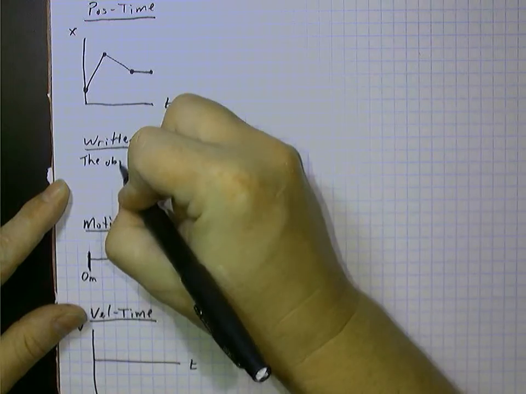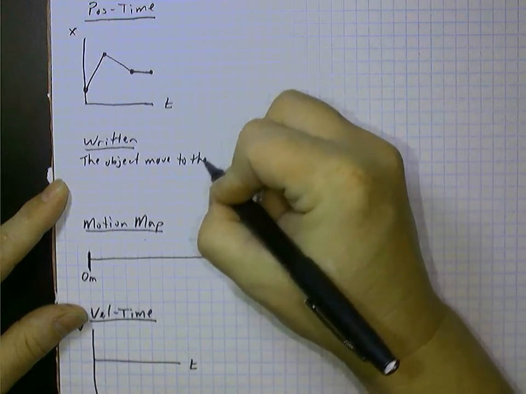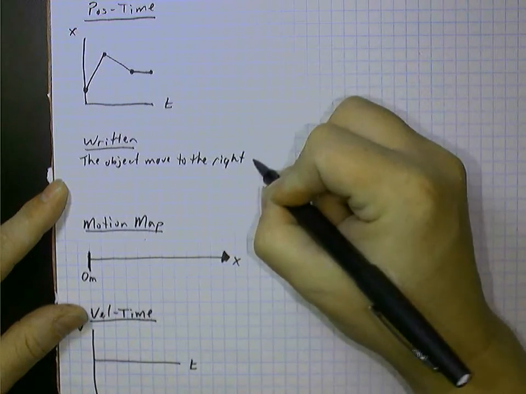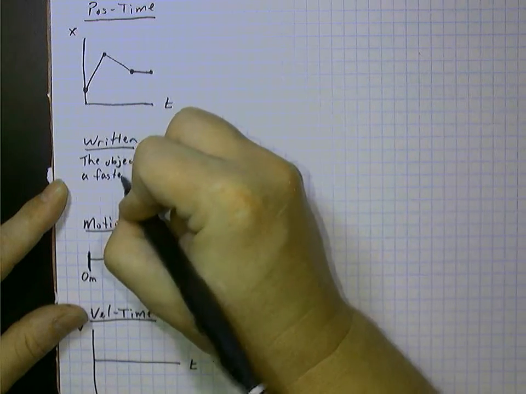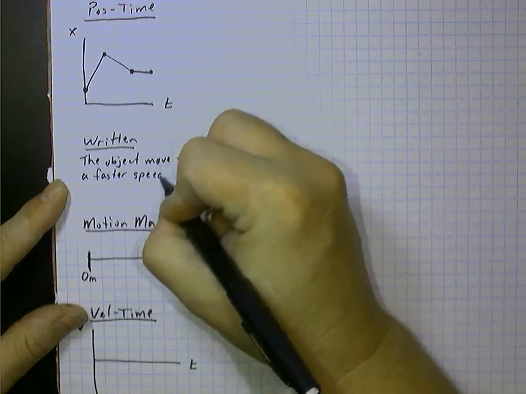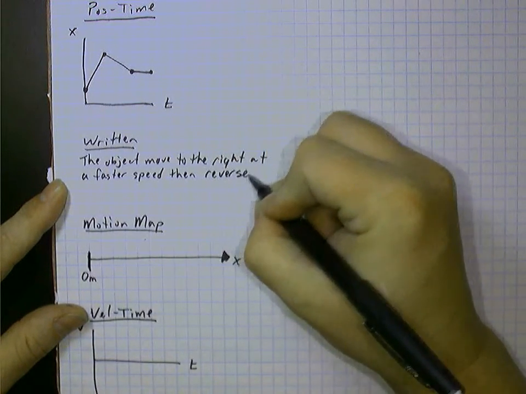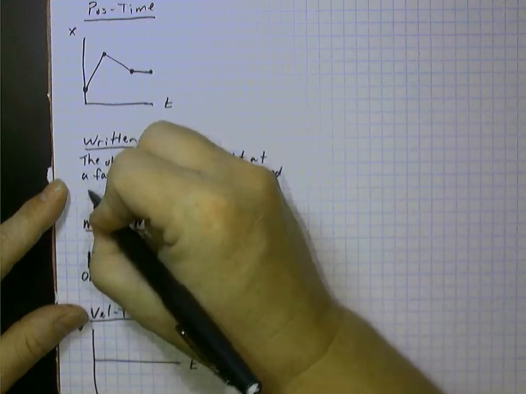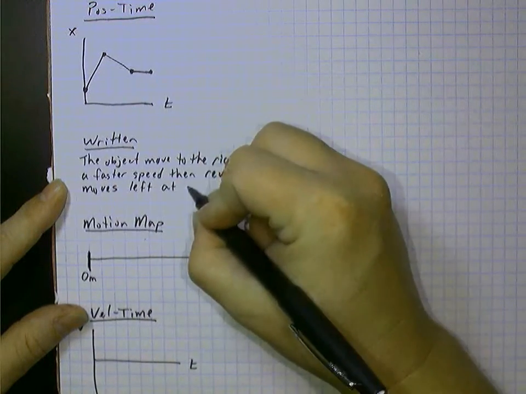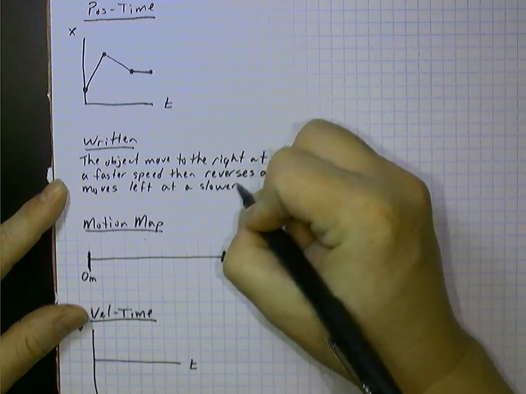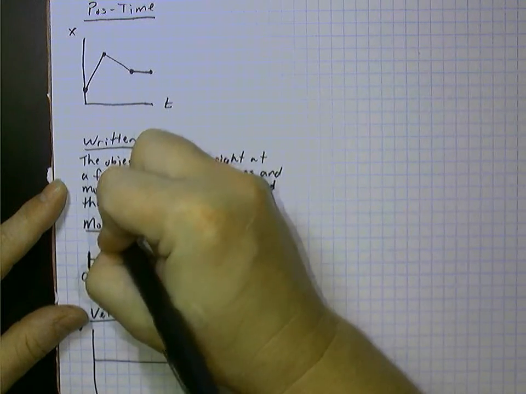So I would write that out. The object moves to the right at a faster speed, then reverses and moves left at a slower speed, then stops.